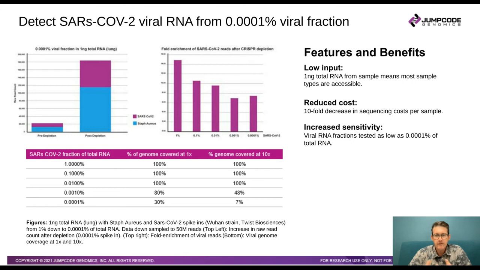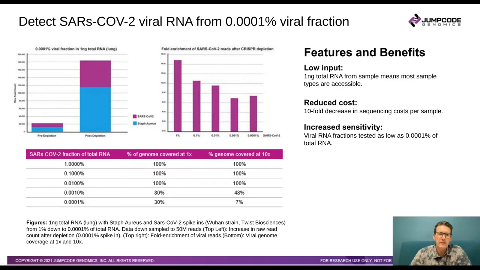And so there's a lot of information here, and I'll walk you through this. So essentially, we did a COVID spike-in titration where we went from 1% spike-in into total RNA to 0.0001%. And that's the percentage fraction against the total. So we took 1 nanogram of total RNA lung, and we spiked in Staph aureus and COVID-2, the Wuhan strain from Twist Biosciences.